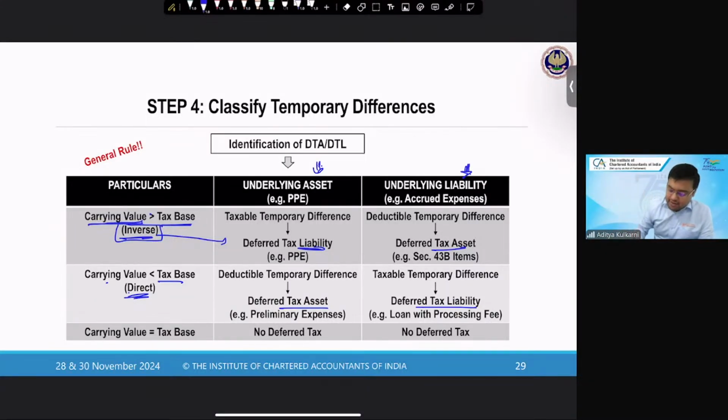I have given some examples also so that you can understand. In those examples, it will give rise to a DTA or a DTL. Any doubts? And when carrying value equals the tax base, no deferred tax. This last line I could have avoided, but someone may ask, sir, if it is equal, what will we do? Or Karthik, tell me.